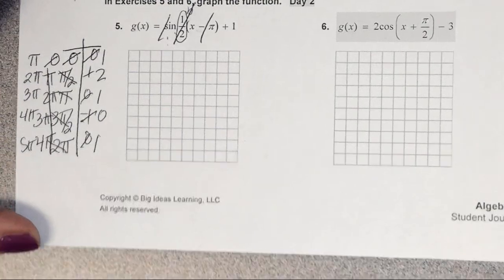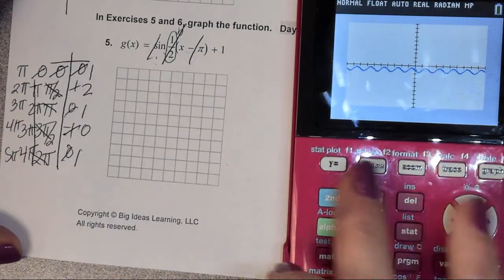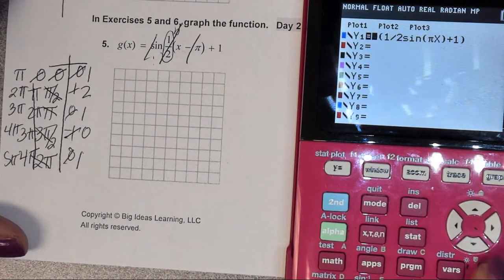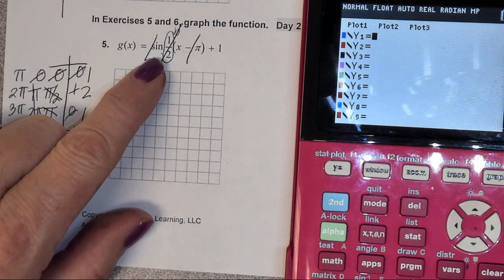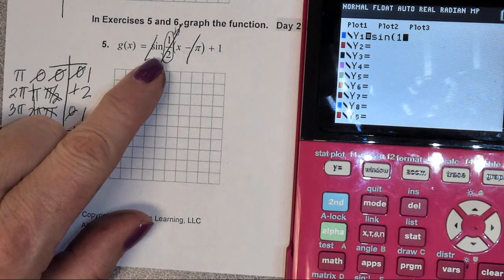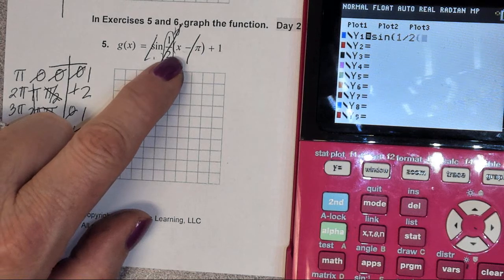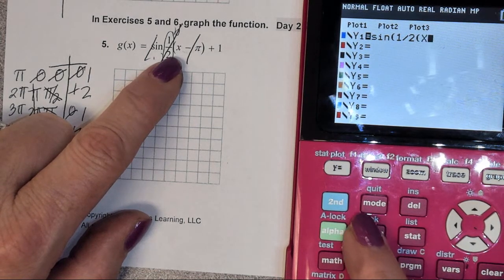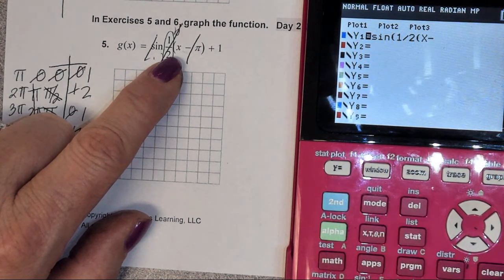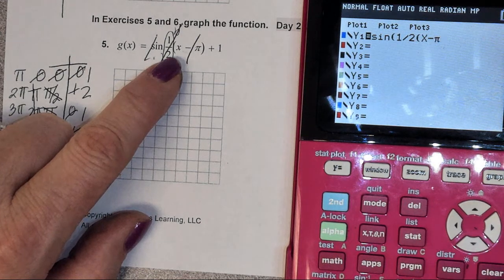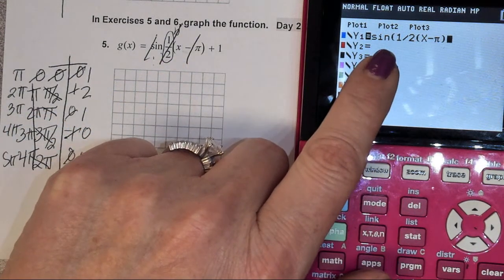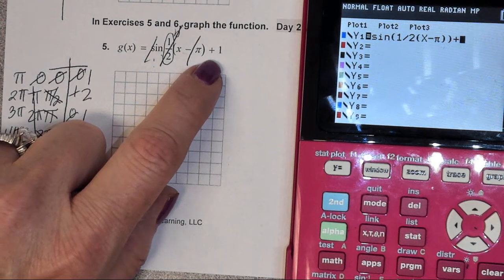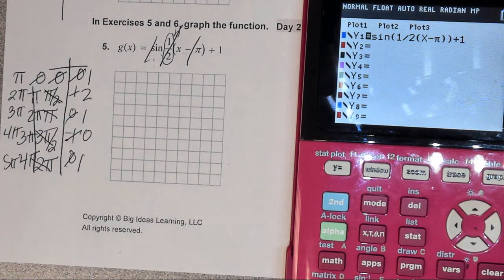So let's say I'm taking a test and I don't feel real confident about that. Go to y equals. Type this in. Sine 1/2. Then you need another parentheses. X minus pi. We need to close this one and close that one. And then plus 1. Everybody type that in.